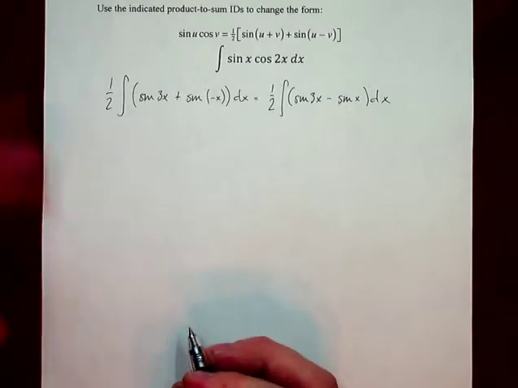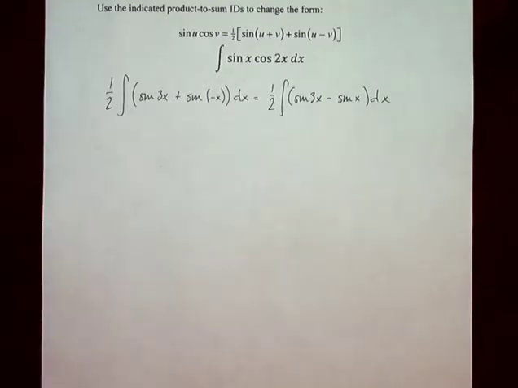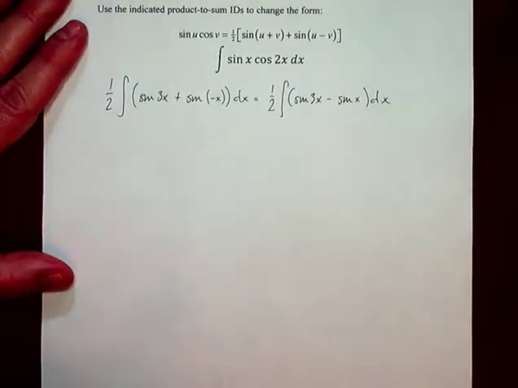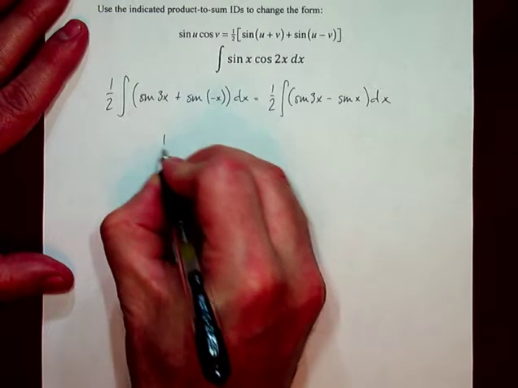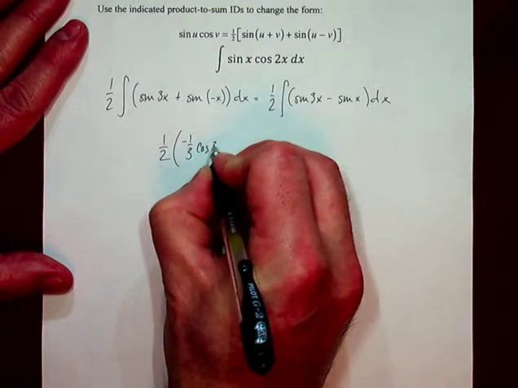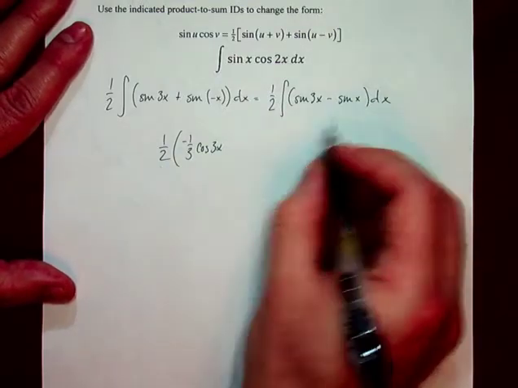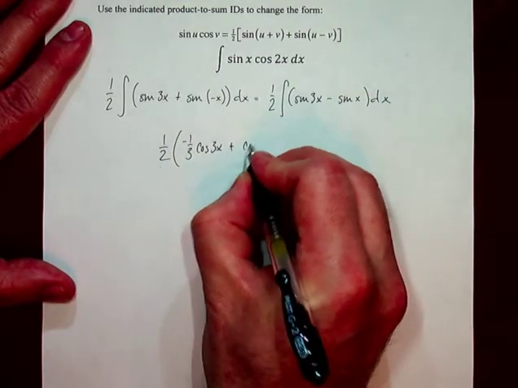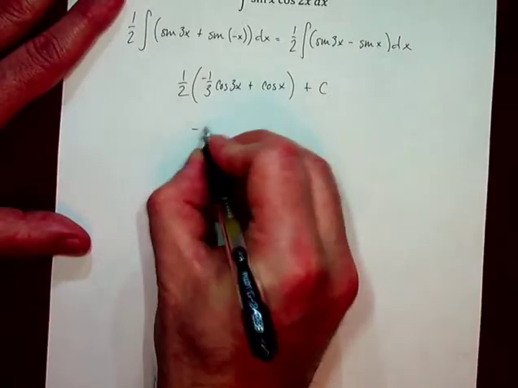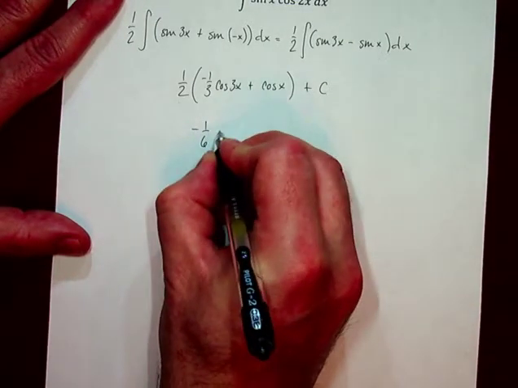And of course, we can very quickly move to the actual integration of those. Sine of 3x integrates into negative 1/3 cosine 3x, right? Which means, of course, the same thing. And of course, negative sine becomes positive cosine. And then, of course, the obligatory plus c. Let's go ahead and distribute that 1/2.